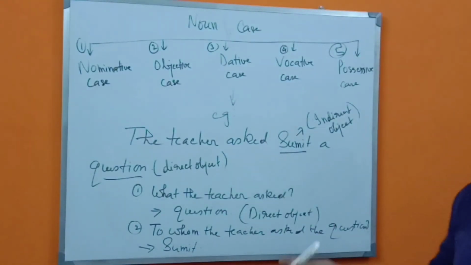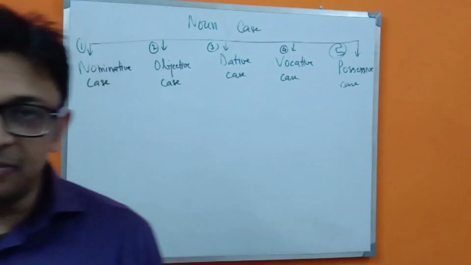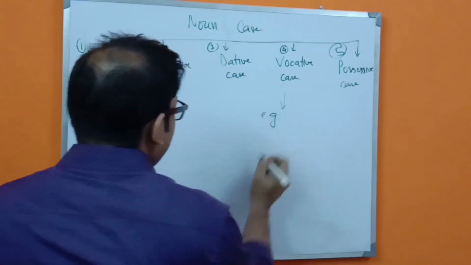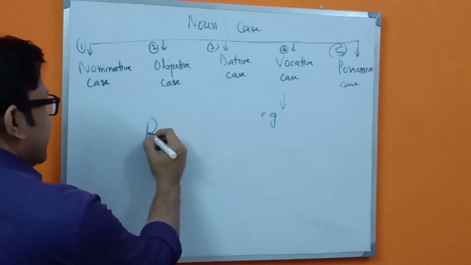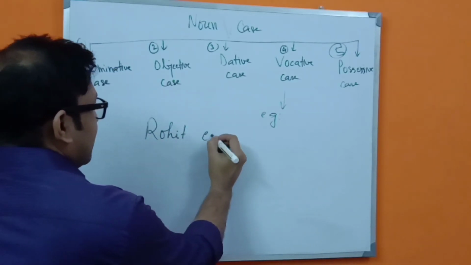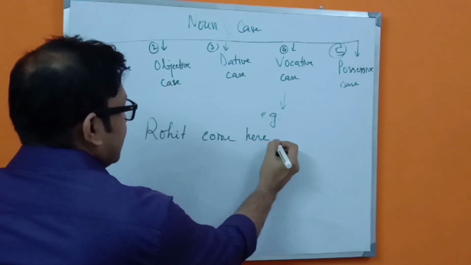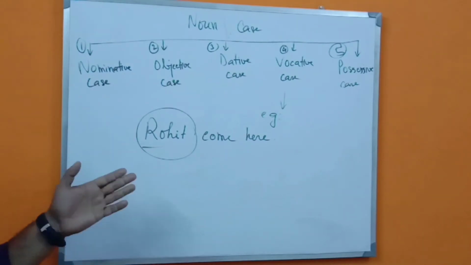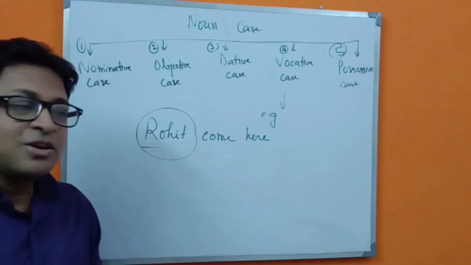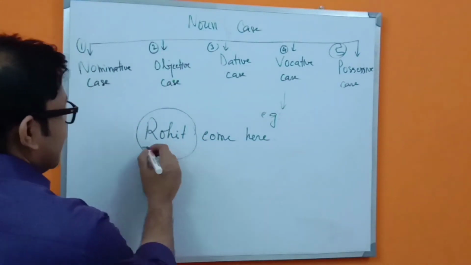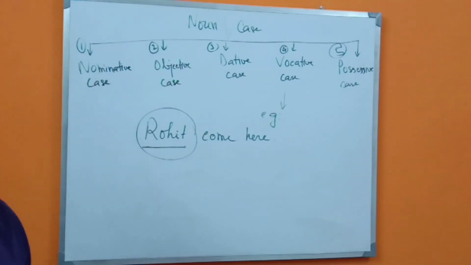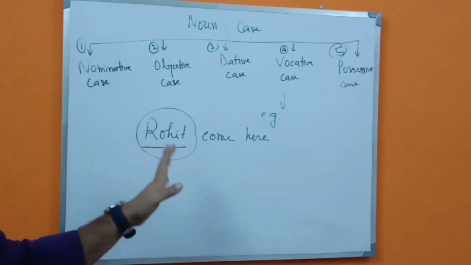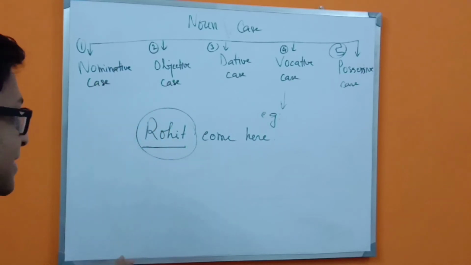Now come to the vocative case, meaning addressing someone. For example, if I say like this, Rohit, come here. That means here this noun is being addressed. We are addressing this noun to come here. So this is a vocative case. Who is being addressed here? Rohit is being addressed here. So these types of examples resemble the vocative case.